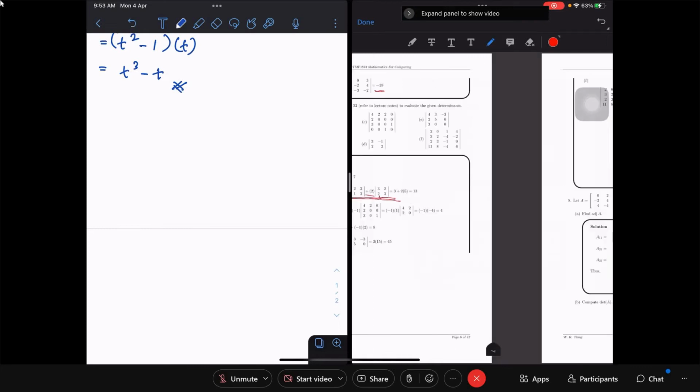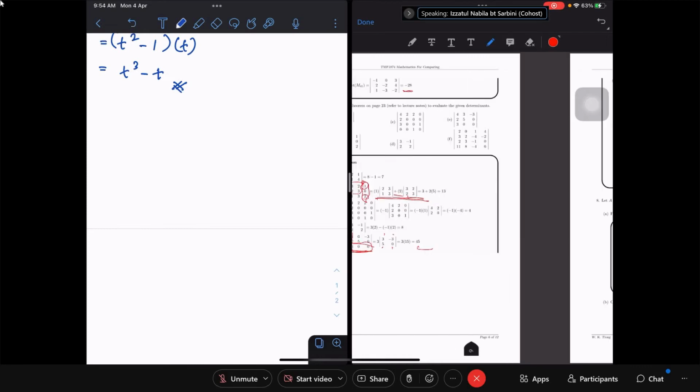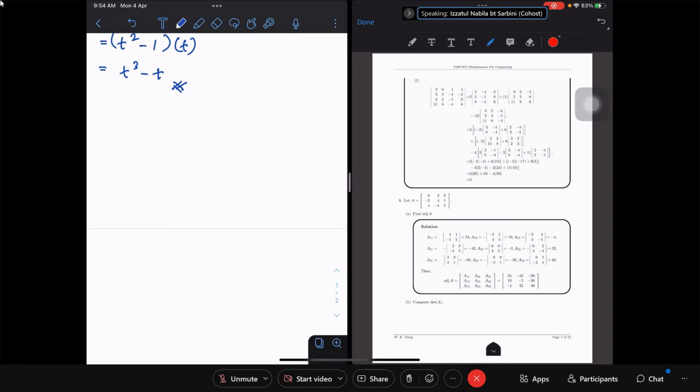And for F, we have 4 by 4. So 4 by 4, so you just choose one row. In this case, I believe they choose the first row. Just first row. In this case, you can choose whatever row you want as long as you don't make mistakes. And then you just cover. You get the remaining matrices.